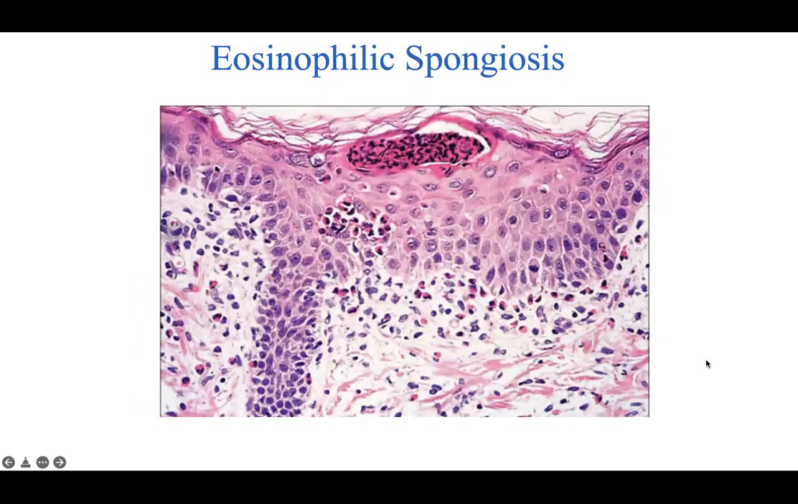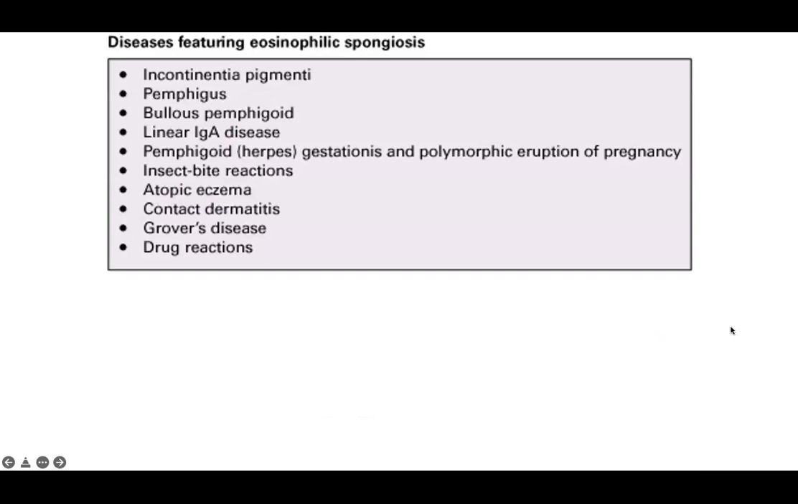When we talk about eosinophilic spongiosis, we're referring to conditions that have a lot of spongiotic change with abundant eosinophils. In fact, the eosinophils actually are sometimes even found within the epidermal compartment itself. So this is very dramatic when we see it. There's a list of conditions that we need to think about with eosinophilic spongiosis, including incontinentia pigmenti. Pemphigus vulgaris can have eosinophilic spongiosis.